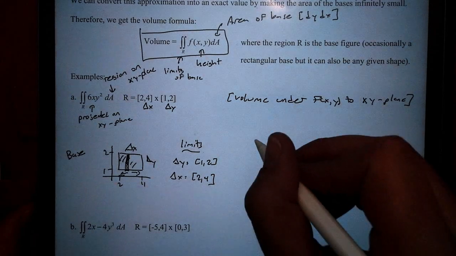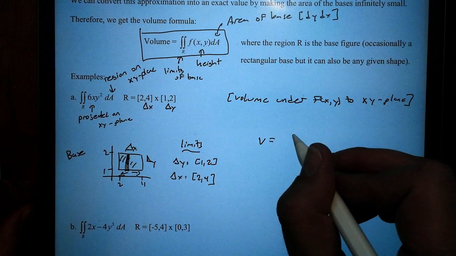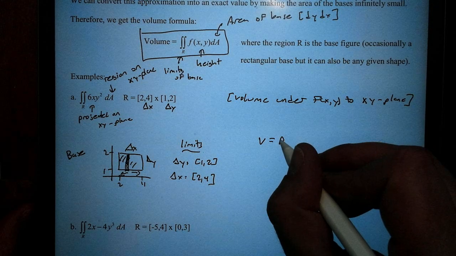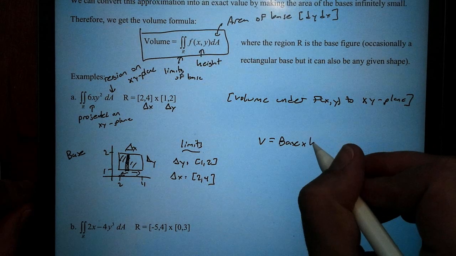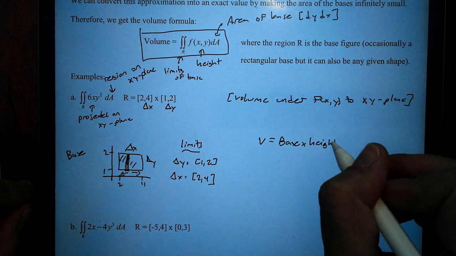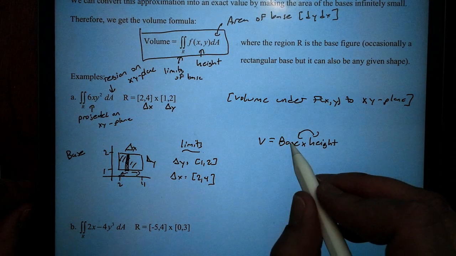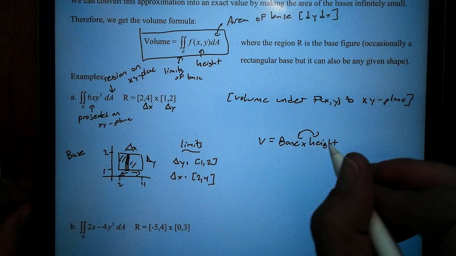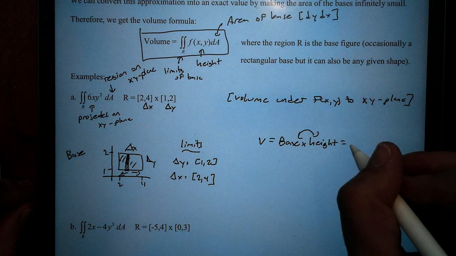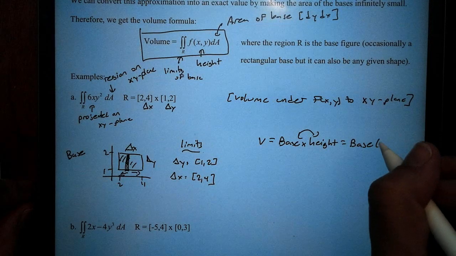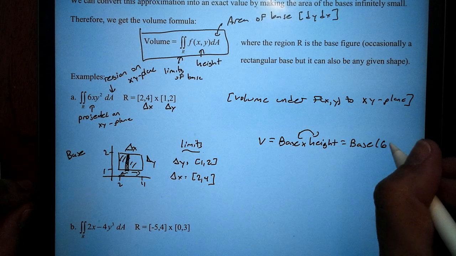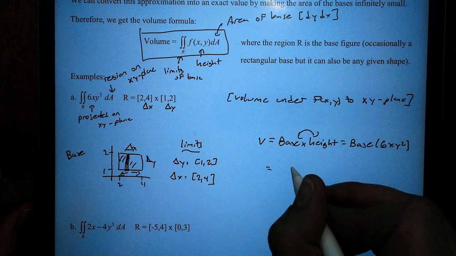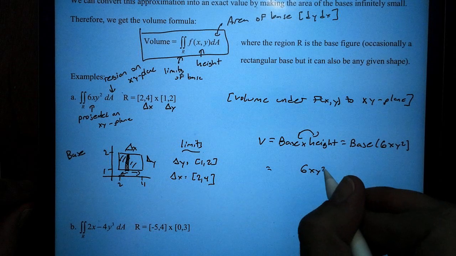So to get my volume equation, we would have the base times the height. Now we do tend to switch them around because my base is going to be delta x delta y. So remember, my base is this dx dy, and I could write this as the base times my height, which is this 6xy squared. And if I simplify this, this becomes 6xy squared.